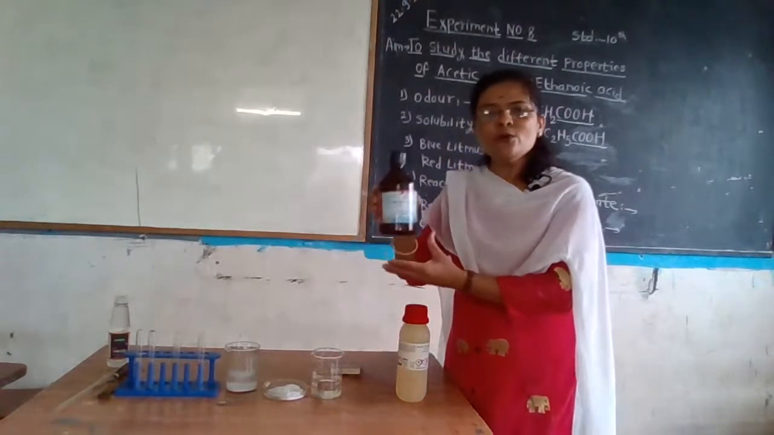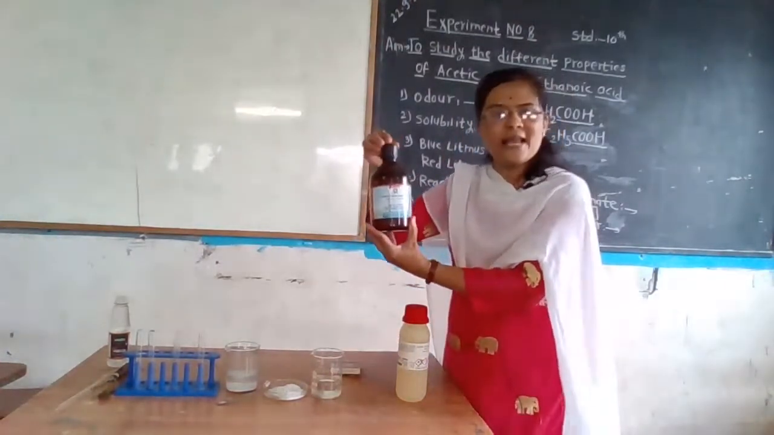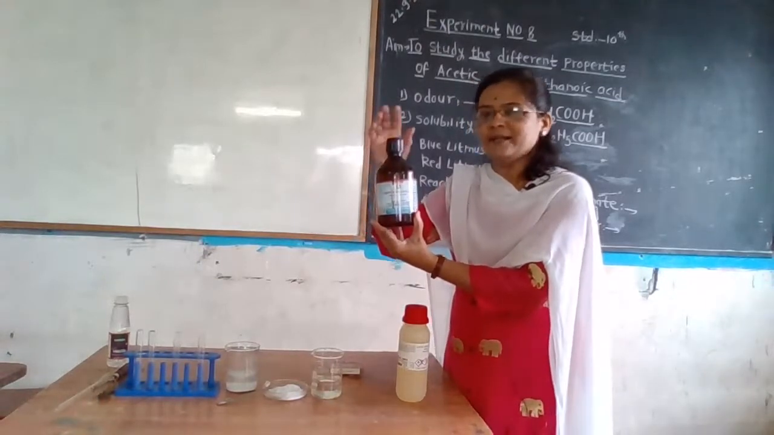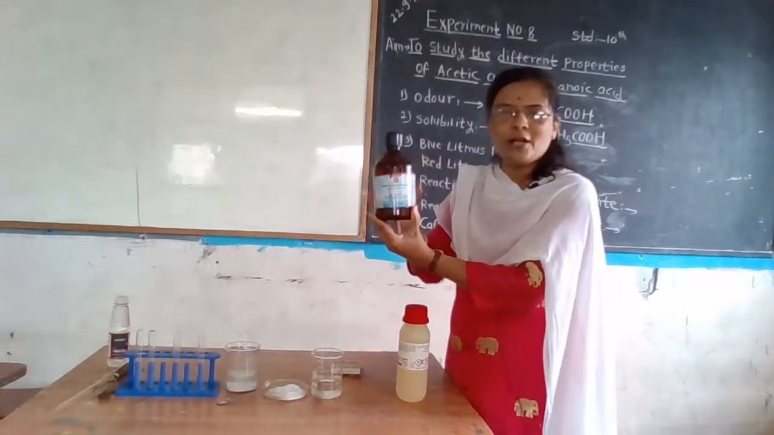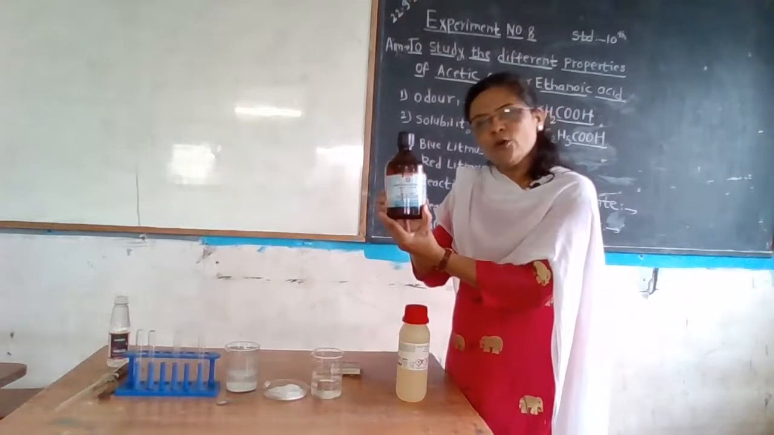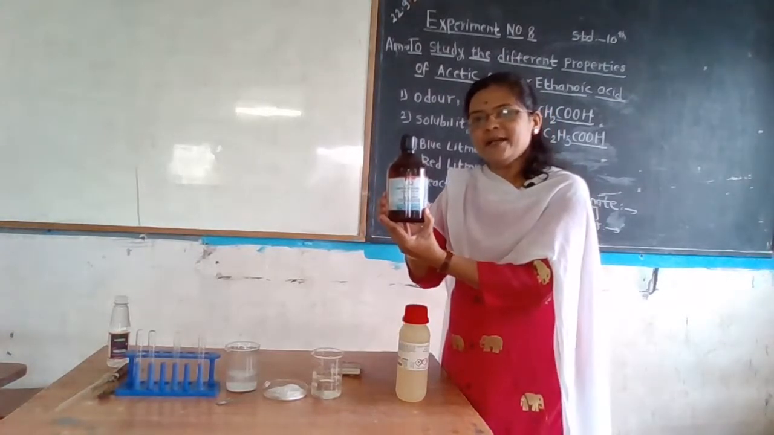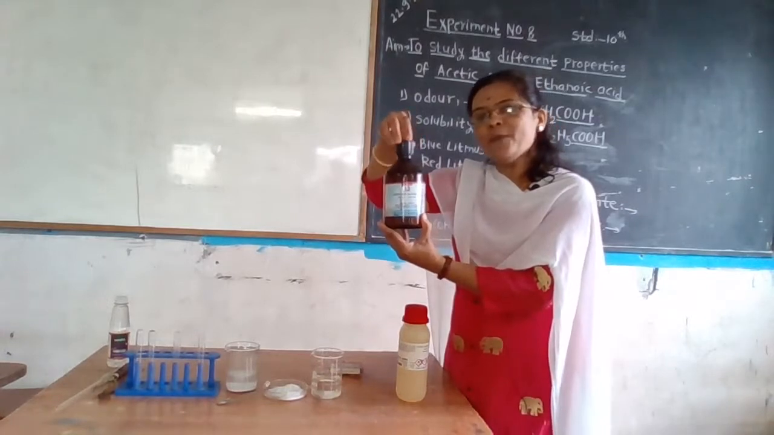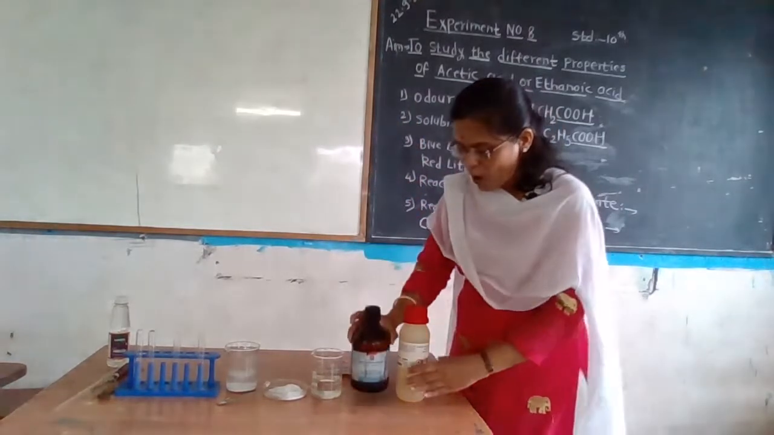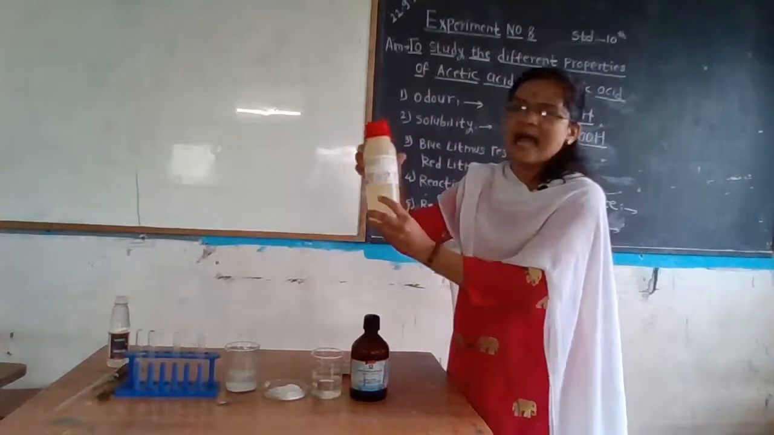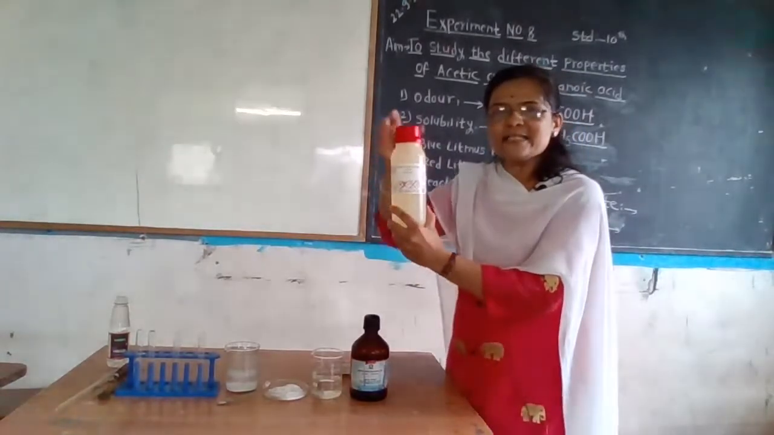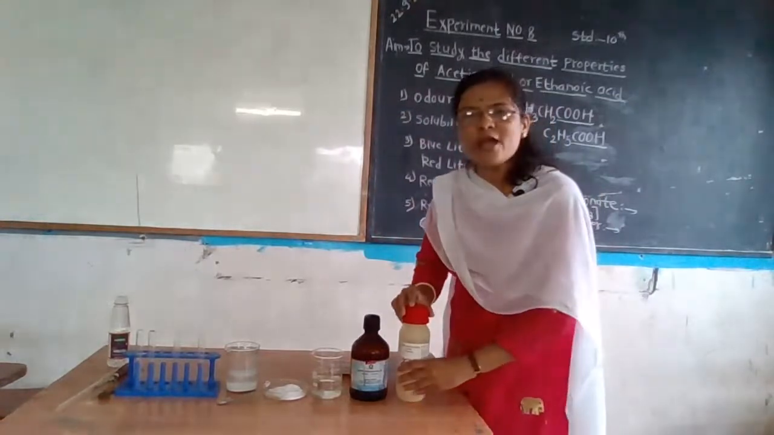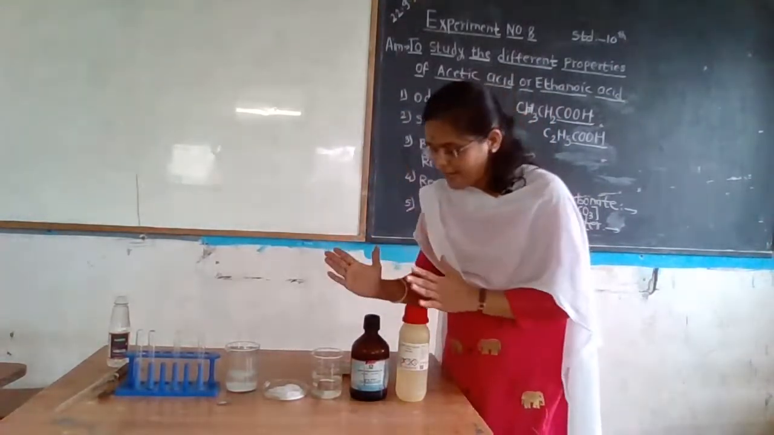Students, we are going to learn the physical and chemical properties of acetic acid. See, this is the bottle of acetic acid. No doubt, acetic acid is a pure acid, and 99.5% acetic acid is called glacial acetic acid. त्यालाच आपण glacial acetic acid असं म्हणत असतो. Today we are going to demonstrate.